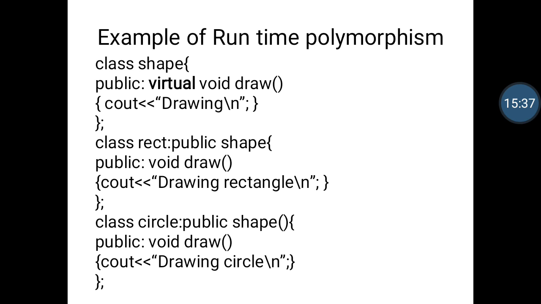Then in the third class, I am deriving from shape as the parent class in public accession, and I am deriving the circle class through this. In the circle class I'll use the same function name, void draw, with no change in the return type and no change in the name of the function, and here the message printed will be drawing circle. Now this is the shape class hierarchy.